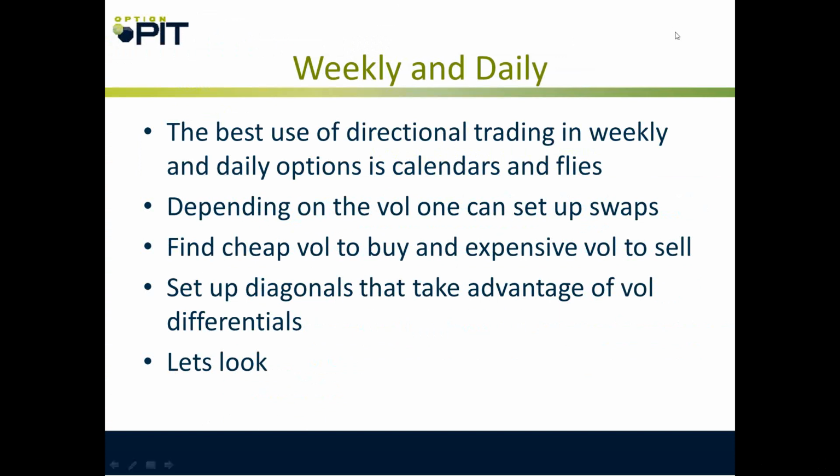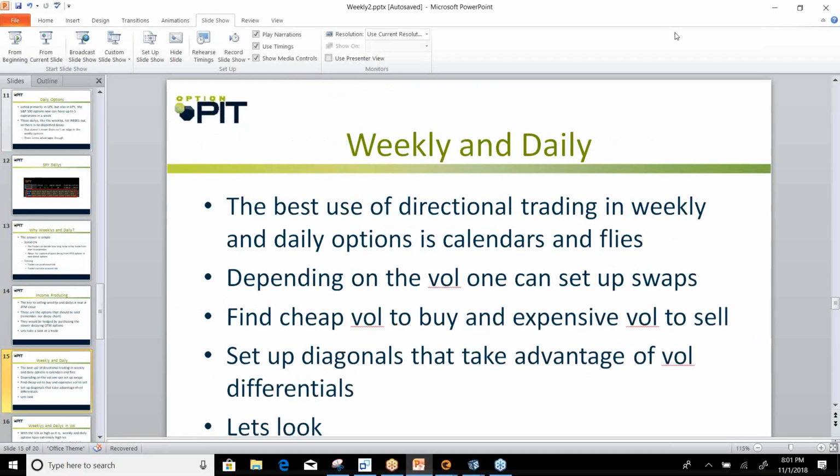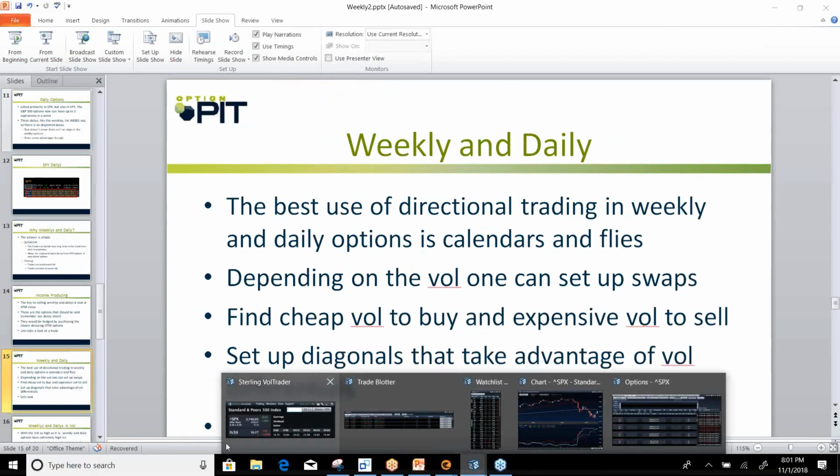So, the best use of directional trading in weekly and daily options is calendars and flies. Depending on the vol, one can set up cheapy swaps. Find a cheap vol to buy and an expensive vol to sell. Set up diagonals that take advantage of vol differentials. There's all kinds of things you can do using weeklies and dailies. So let me show you a trade that I did. This is really complex. I'm not expecting you guys to get this one right away.